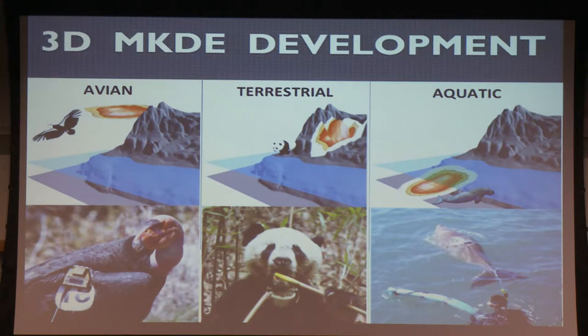And to develop the 3D MKDE, I used representative data from three different animal tracking data sets that occupy three different spatial domains. So an avian 3D home range from condor data. For an animal that occupies steep terrain in the terrestrial environment, I used panda GPS data. And then for an aquatic MKDE, I used data from a dugong.